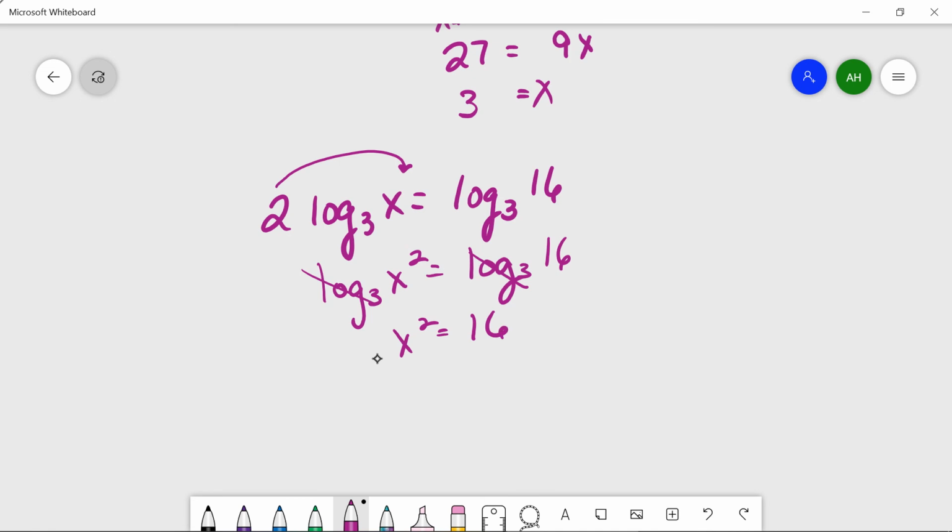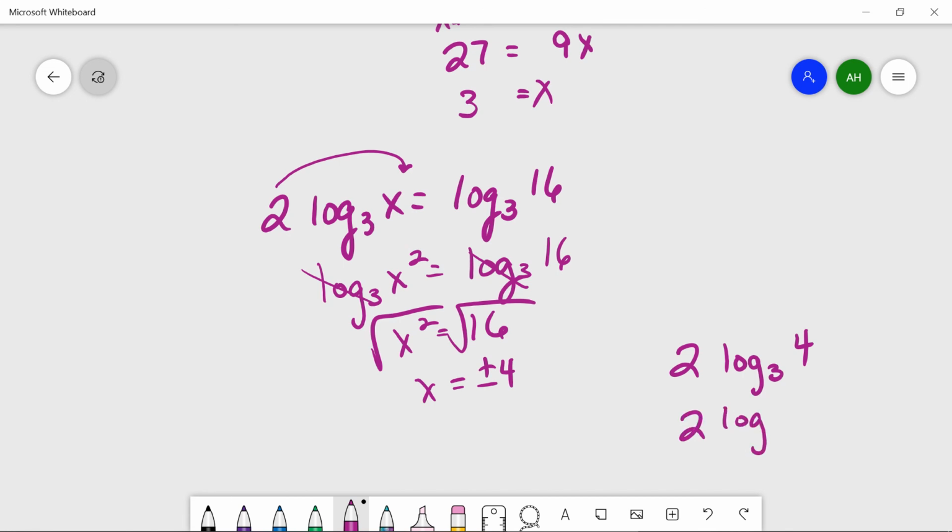Now let's take the square root of both sides, and we get x equals plus or minus 4. Let's think about that for just a second. If I've got 2 times log base 3 of x and x is 4, that works. But 2 log base 3 of negative 4 does not work because my argument can't be negative. So the answer is actually just x equals 4. It's just the one, not both of them.